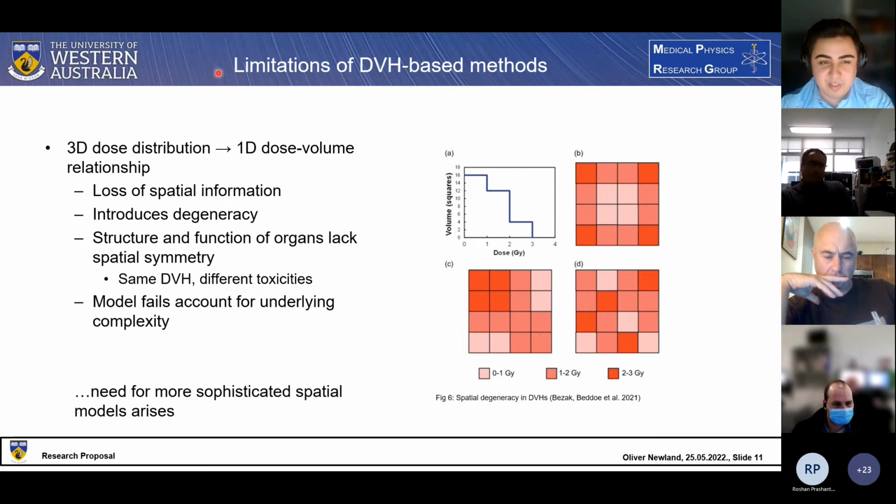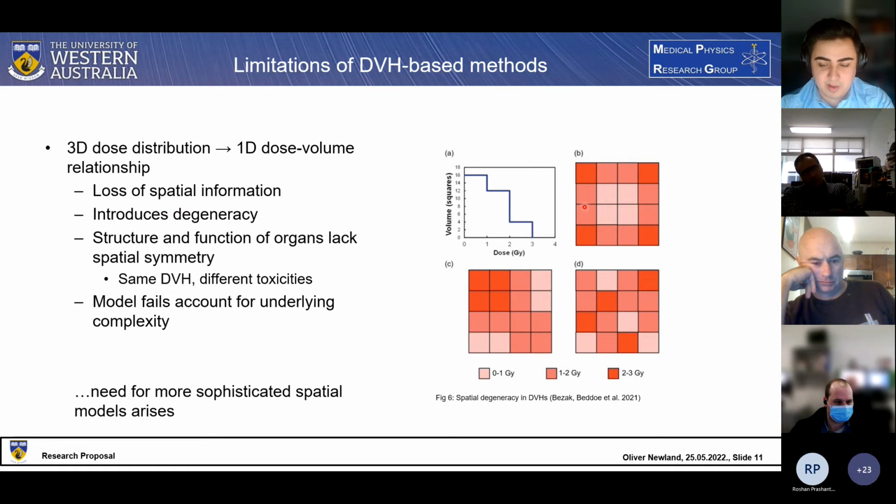So while it's easy to understand, the downsides are there are some fundamental limitations to the DVH approaches. They mainly stem from the 3D dose distribution getting condensed into a 1D dose volume relationship. So you end up losing spatial information, which introduces the problem of degeneracy.